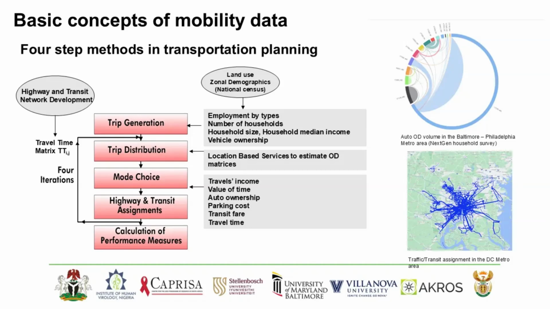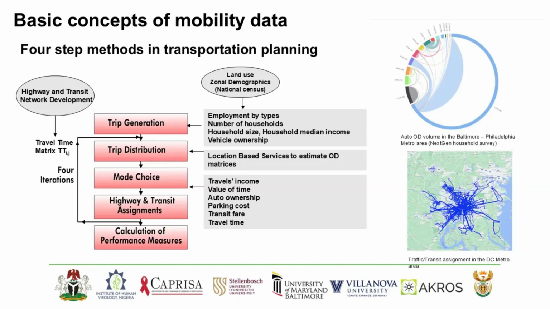Next is trip distribution, which determines where those trips go, often modeled using origin-destination (OD) matrices that can now be estimated with LBS data. The third step is mode choice, where we identify which mode travelers use: car, bus, train, depending on income, travel time, parking cost, and other factors.